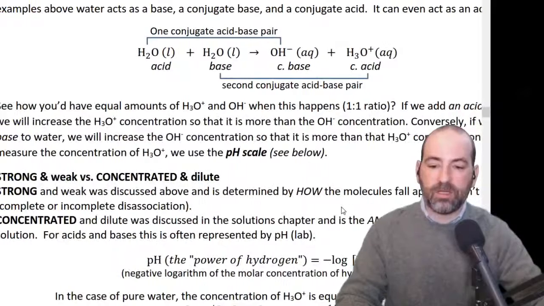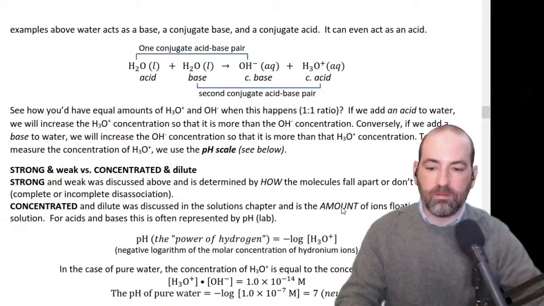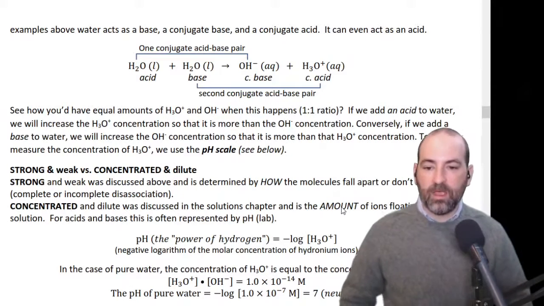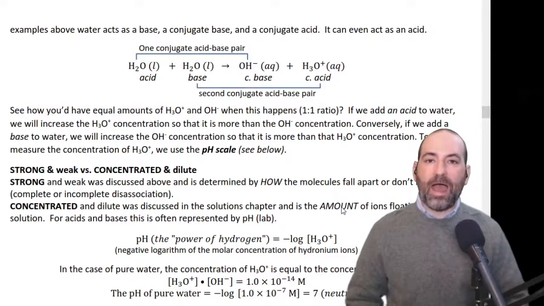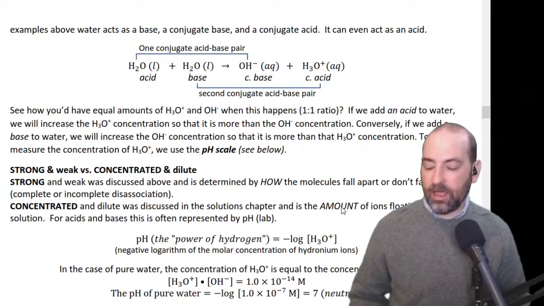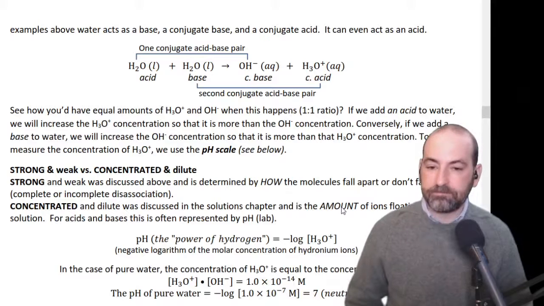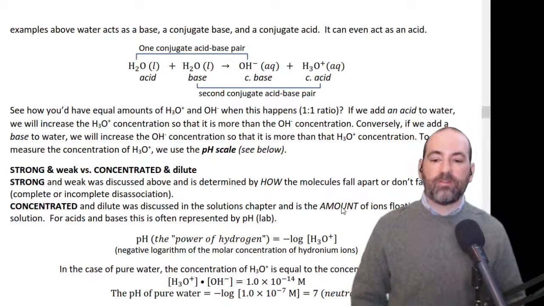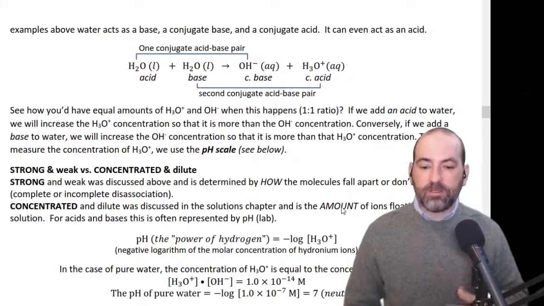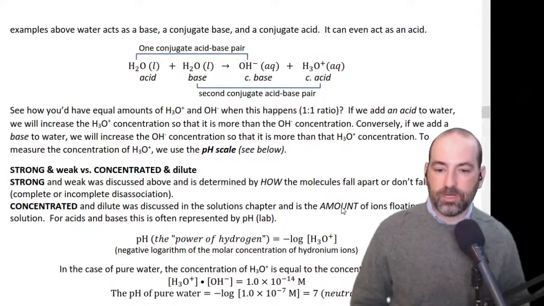So now let's talk about the concentrations of acids. So we talked about strong and weak being about how they break apart, whether they form ions or not. If they entirely form ions, that is a strong acid. If they only partially form ions, that's a weak acid. But then we can also measure how much hydrogen or hydronium is in solution.